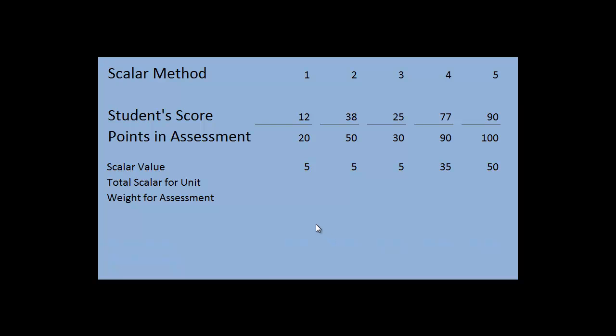So our final calculation method is the scalar method, and we're using the same 5 assignments as we did in our previous examples. Now, under the total points model, we saw how the assignment weight was a function of the assignment point value divided by the total points of all of the assignments within that particular unit. When we use the scalar method, the point values of the various assignments are not used to determine that assignment's weight. Instead, we replace them with a scalar value.